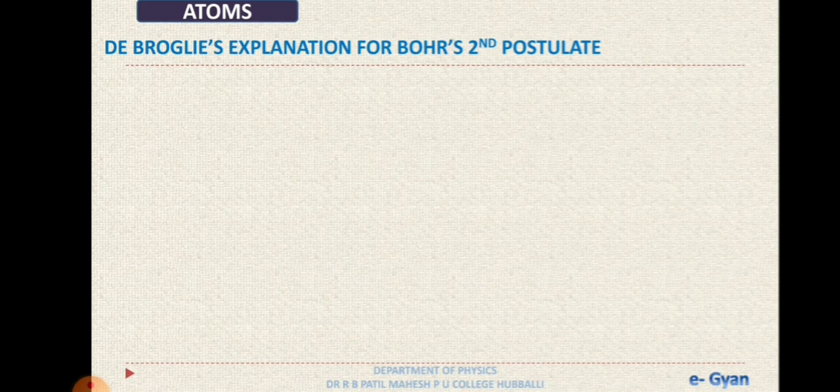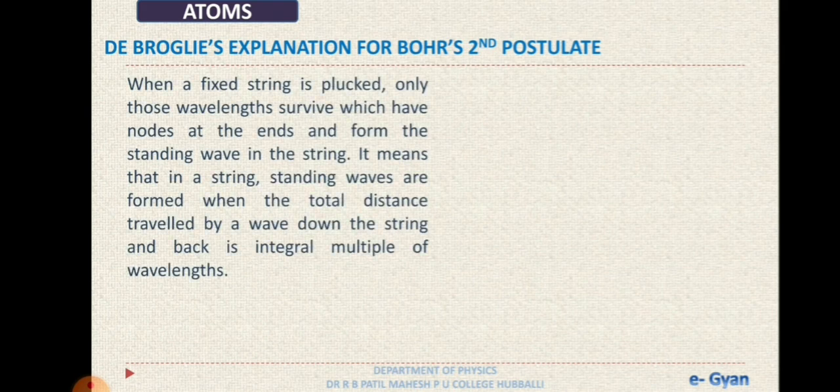Let's move to the last topic of discussion, that is de Broglie's explanation for Bohr's second postulate. Now, whenever a fixed string is plucked, only those wavelengths survive which have the nodes at the ends and form the standing wave in the string. It means that in a string, standing waves are formed when the total distance traveled by the wave down the string and back is an integral multiple of wavelengths. This is something that we have learned in the chapter Waves of class 11th.